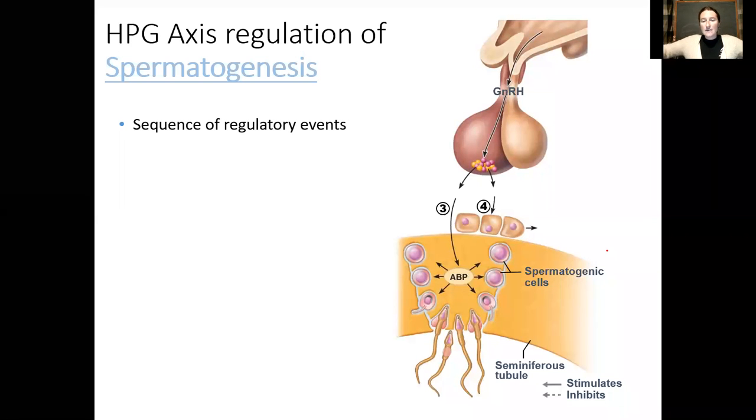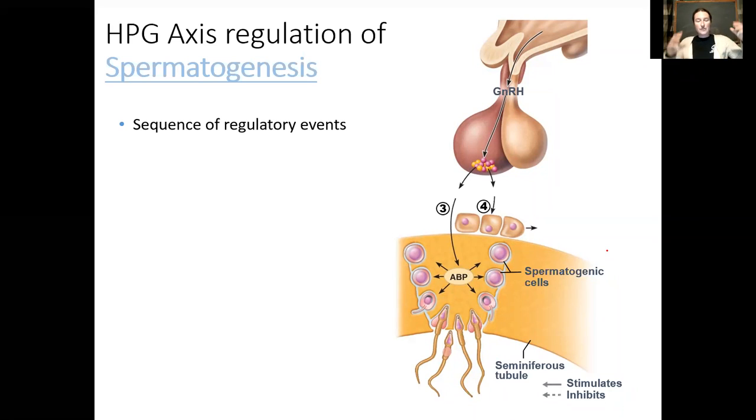All right, so let's pull all of these different pieces together. How do all of these crazy hormones regulate spermatogenesis? Mitosis, then meiosis, and then spermiogenesis. What's happening? Here we see the hypothalamus way at the top. Here's the anterior pituitary gland.